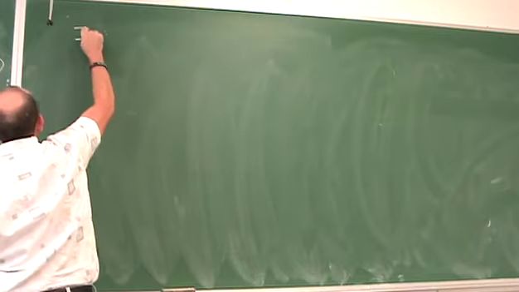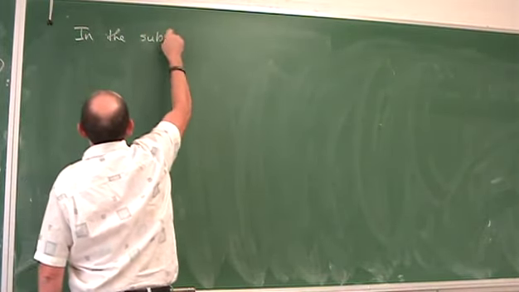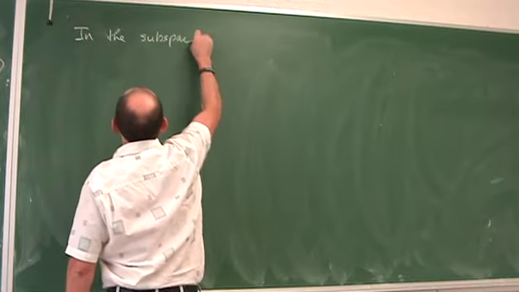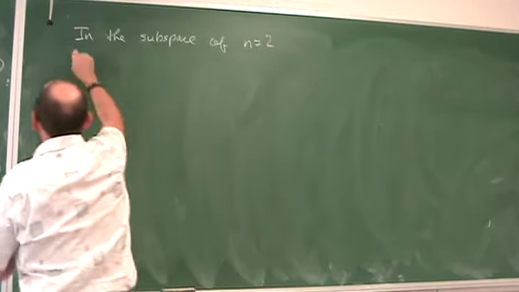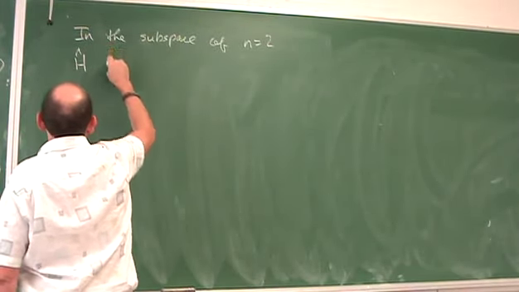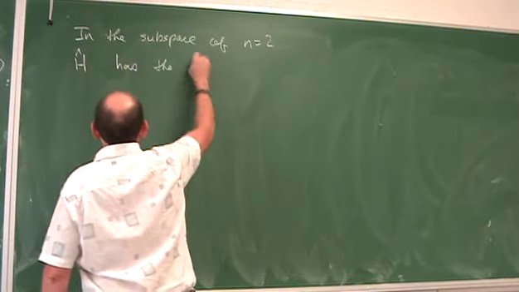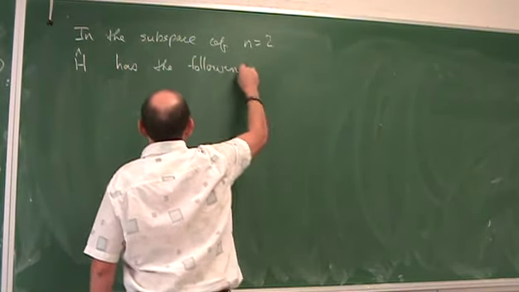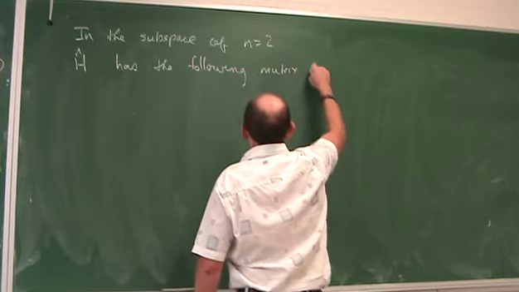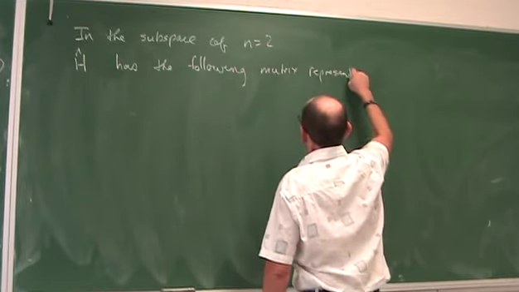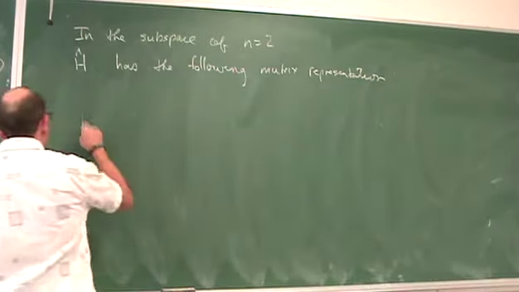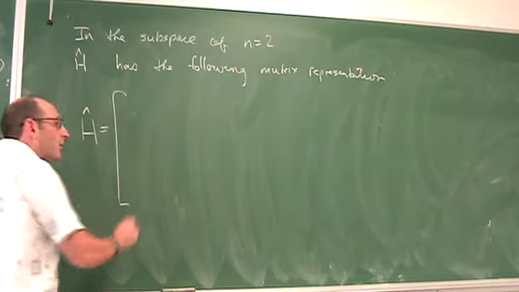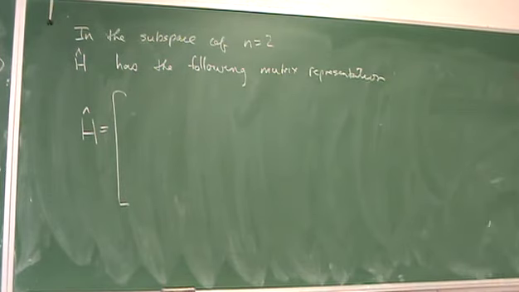In the subspace of n equals 2, H has the following matrix representation. Now, when you write down a matrix, you have to think about the order of the basis elements.